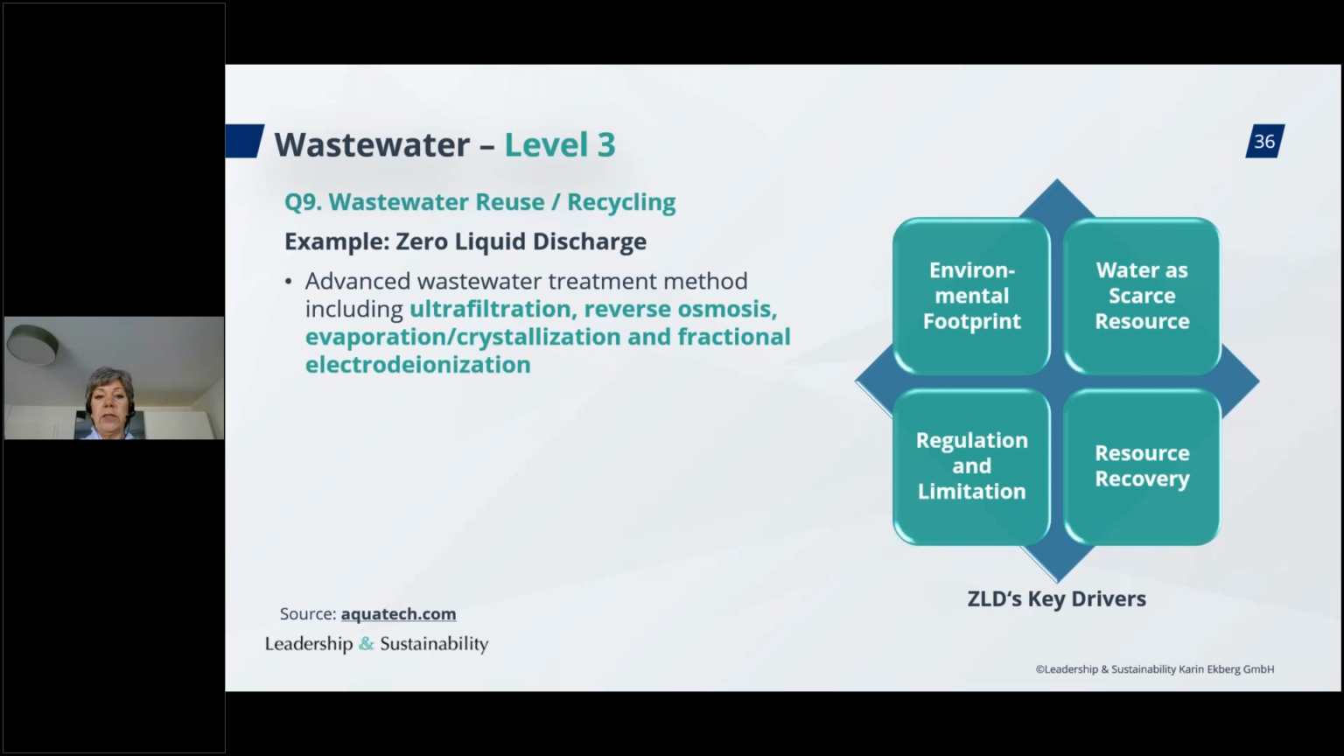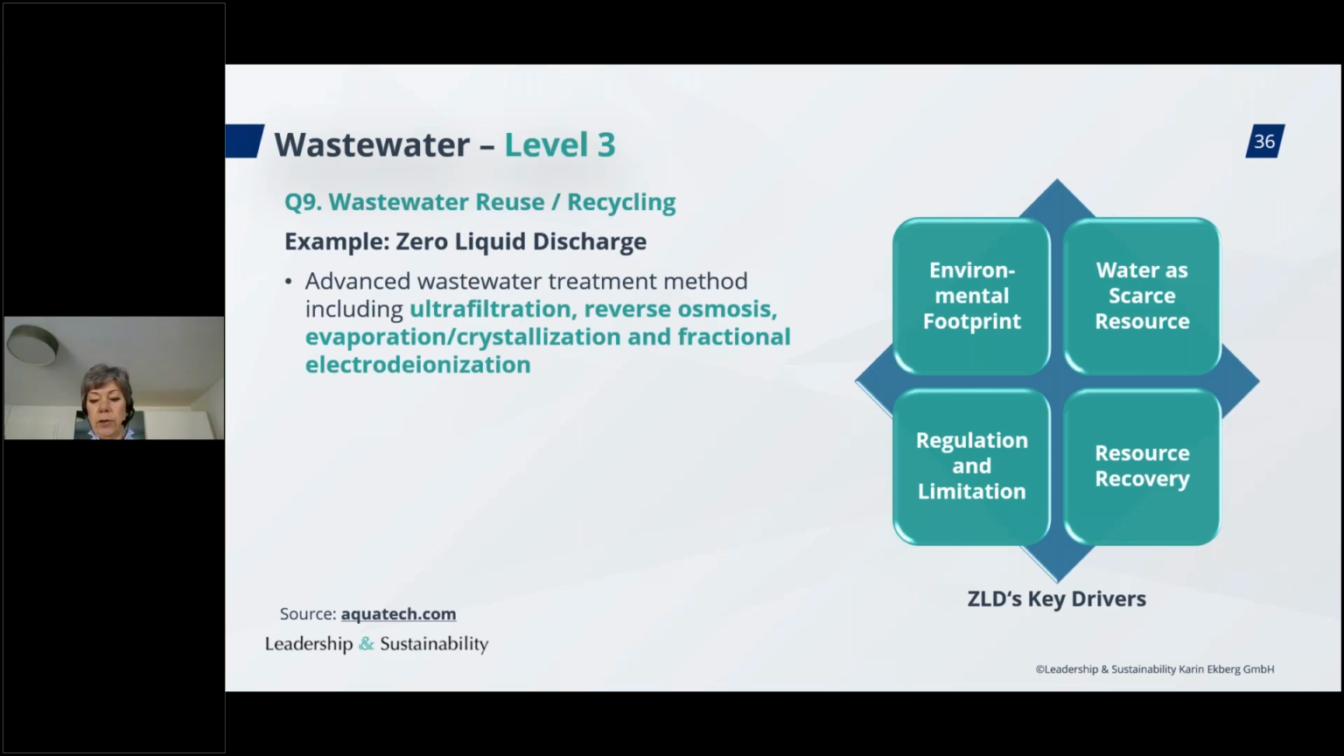Even evaporation crystallization may be one step in order to further evaporate and crystallize the sludge that comes. So the amount of sludge that you will be producing in those steps is smaller than the amount of sludge that you produce in the biological treatment step, but you still have some sludge. And so zero liquid discharge is a very advanced process.